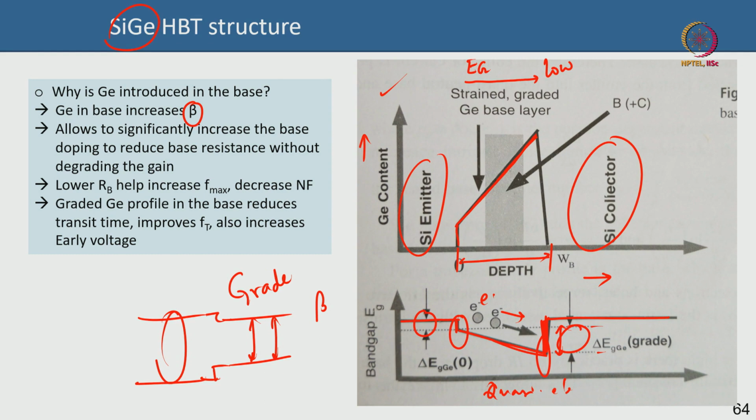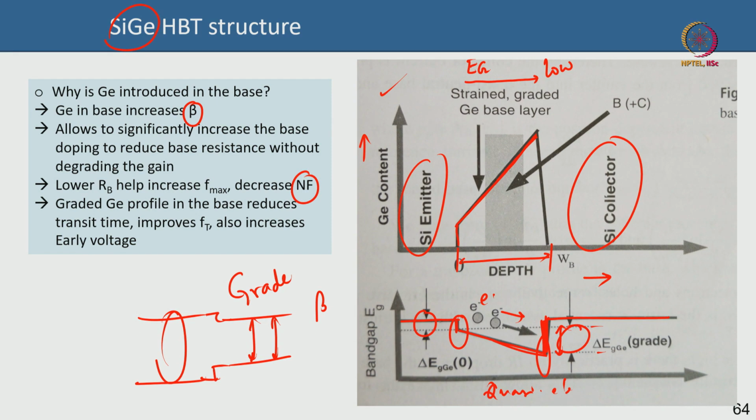So, silicon germanium in the base helps improve the base resistance, and the grading in the base helps improve the transit time and improves the beta. Okay. And all these things will help improve the noise figure, for instance, because if your base resistance comes down, and why is the base resistance coming down?